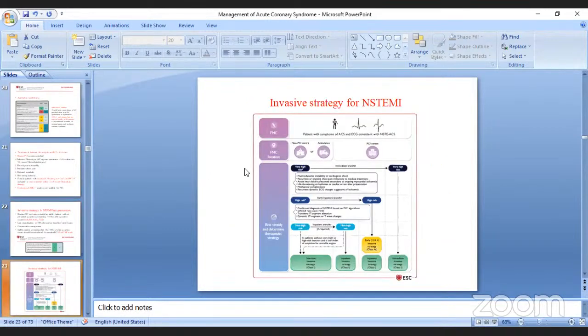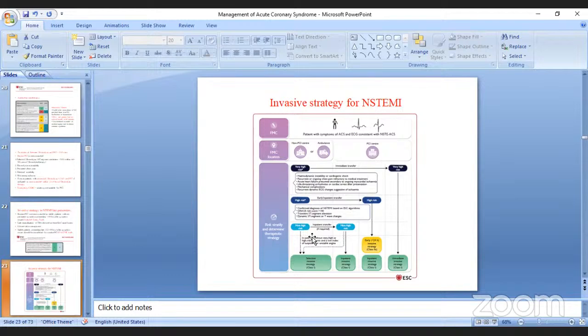Invasive strategy for non-ST elevation MI. In case a patient presents with symptoms of ACS and the ECG is consistent with non-ST elevation features, the patients are classified into very high risk and non-high risk patients. The very high risk patients are those who are presenting with hemodynamic instability or in shock, those who are having recurrent or ongoing chest pain refractory to medical treatment, those who are having heart failure secondary to ischemia, life-threatening arrhythmias, any mechanical complications, or recurrent dynamic ECG changes suggestive of ischemia.